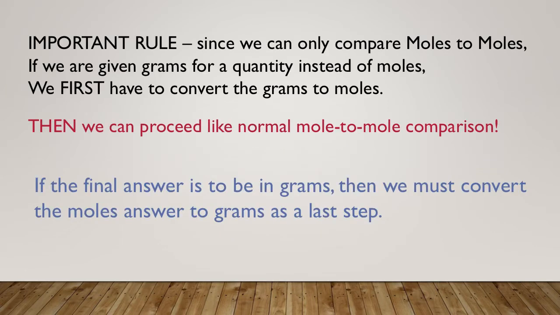All right, let's look at the important rule. Remember, we can only compare moles to moles. So if we are given grams for a quantity instead of moles, we first have to convert the grams to moles. Very important. Then we do the normal mole to mole comparison. That's the heart of the problem. That's the real stoichiometry. Do it right there, the mole to mole. If the final answer is to be in grams, then the last step is we convert the moles answer into grams.